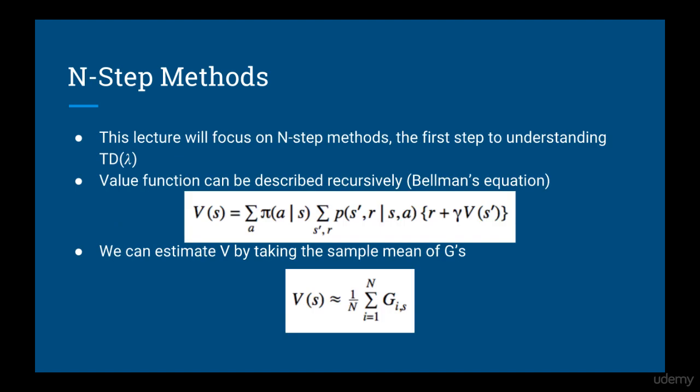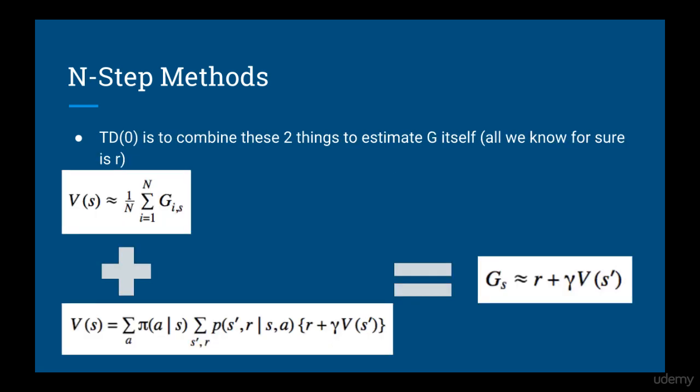The first thing we need to learn about when discussing TD lambda is the n-step method, which is what this lecture is about. The n-step method works as follows. We know so far that the value function can be described recursively. We also know that we can estimate v by averaging the returns for many different episodes. And we also know from TD0 that we can estimate g itself by using our current estimate of v. It's worth asking, what is the most accurate thing in this estimate of g? Well, that would have to be the reward r, because it's an actual sample we got from our experiment.